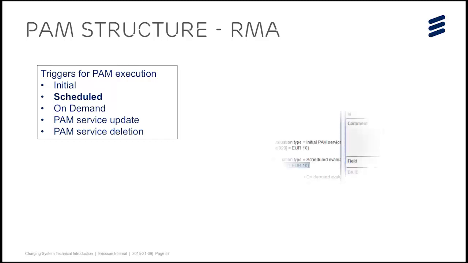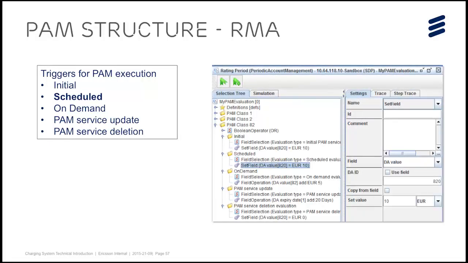The periodic account management structure is evaluated. This structure is configured using RMA and applies to all service classes. Typically, you define different nodes for different PAM classes. Below, you can add nodes to define what should happen on different occasions for PAM evaluation. In this example, values of a dedicated account are modified when the structure is evaluated as a scheduled action.